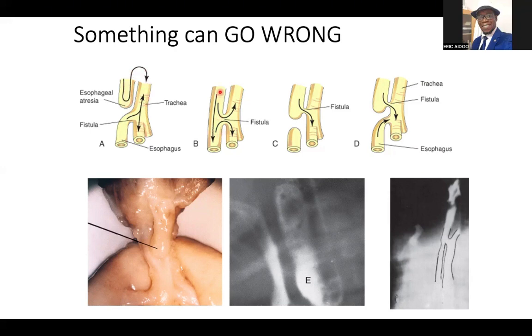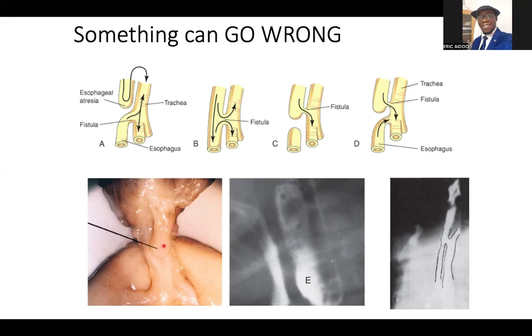In B, you have a continuous esophagus. However, there's a fistula with the trachea. So the trachea joins the esophagus. Then here you have an atresia of the esophagus, yes, but you also have a fistula with the trachea. There's also a fistula here with the trachea and another fistula there from the lower portion of the esophagus.